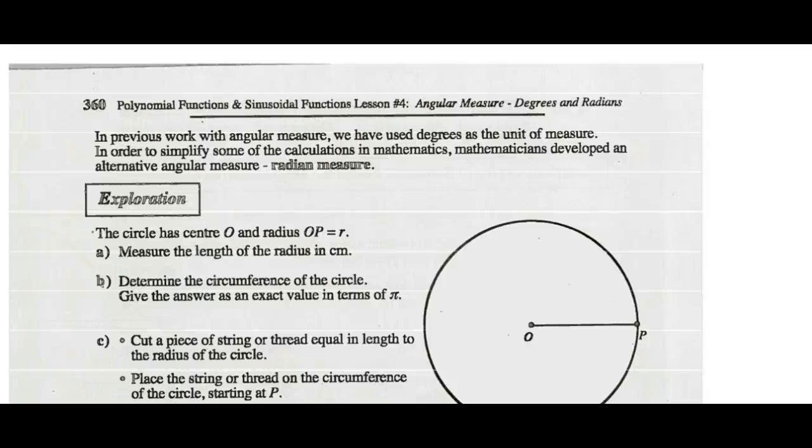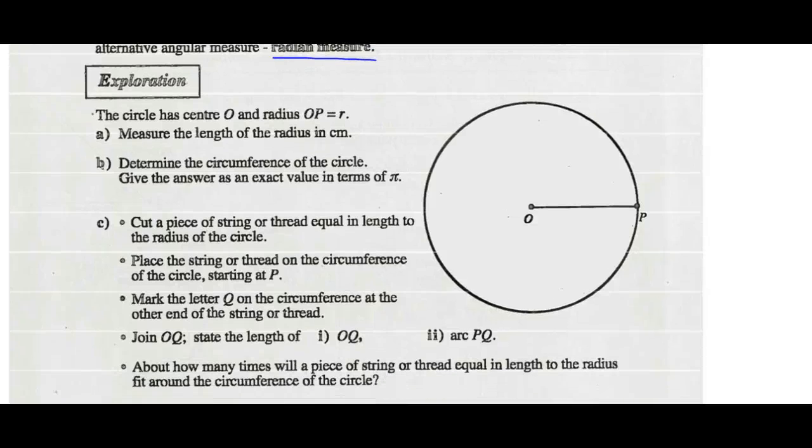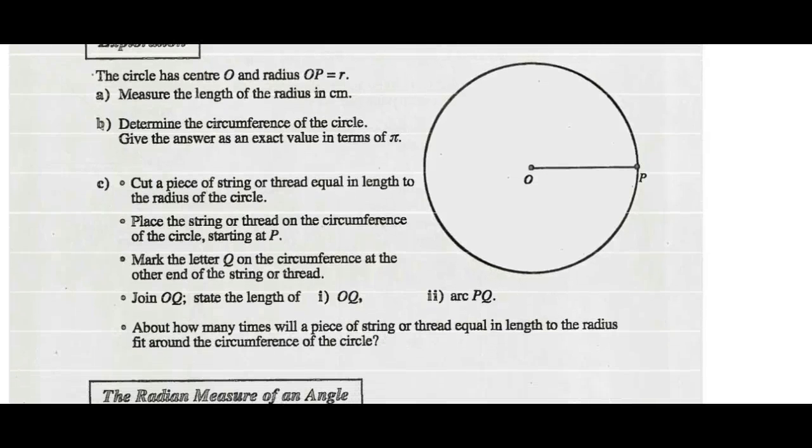In previous work with angular measure, we've used degrees as the unit of measurement. In order to simplify some of the calculations in mathematics, mathematicians developed an alternate angular measure called radian measure. So let's do a little exploration. The circle to the right has center O and the radius OP. So this equals r. Measure the length of the radius in centimeters. If you get out your rulers and measure that, you'd find that's about 3 centimeters.